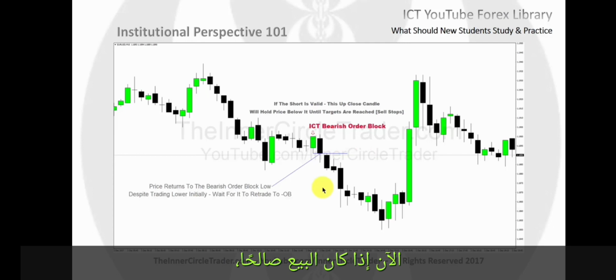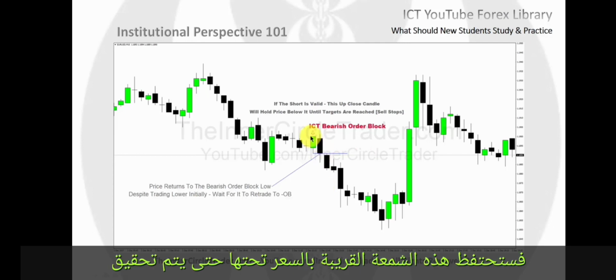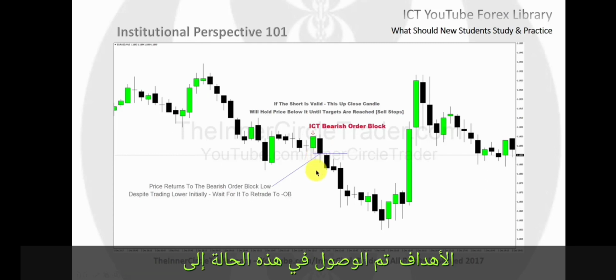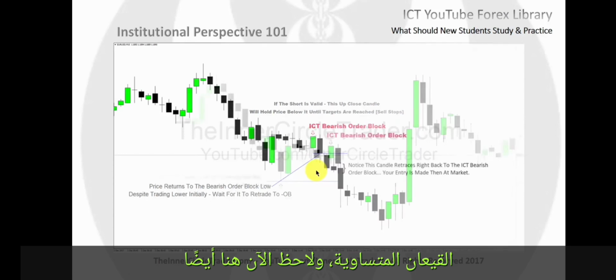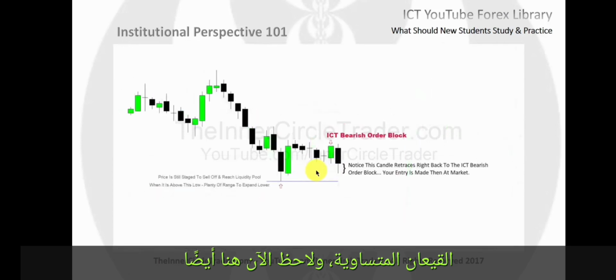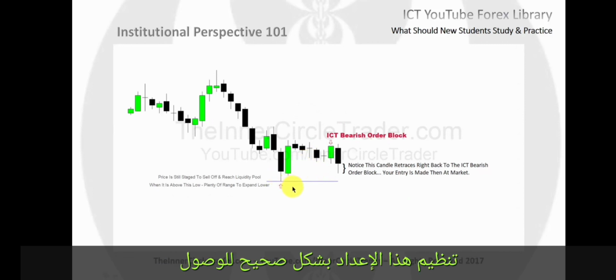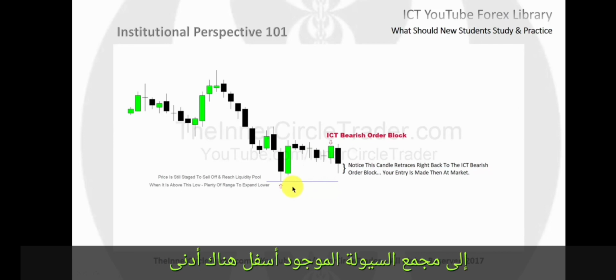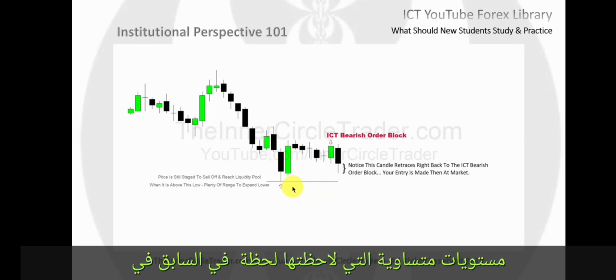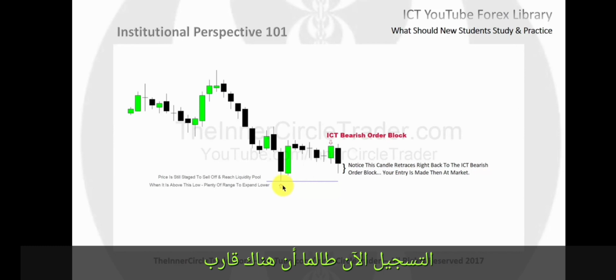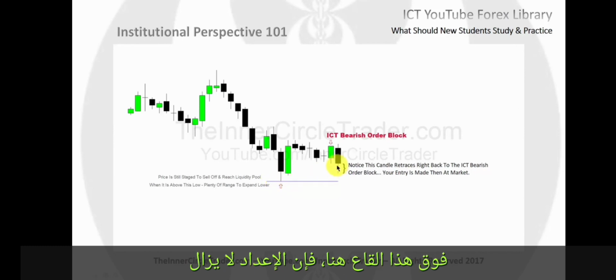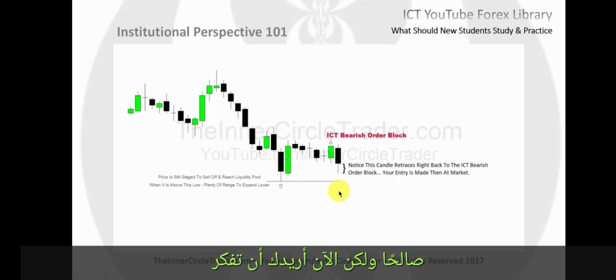Now, if the short is valid, this up close candle will hold price below it until the targets are reached, or in this case, the sell stops that would be targeting below the equal lows. Now notice also in here, as long as price is still above this low, this setup is staged properly to reach for the liquidity pool below those equal lows I noted a moment ago in the recording. Now, as long as it's above this low right here, the setup is still valid.